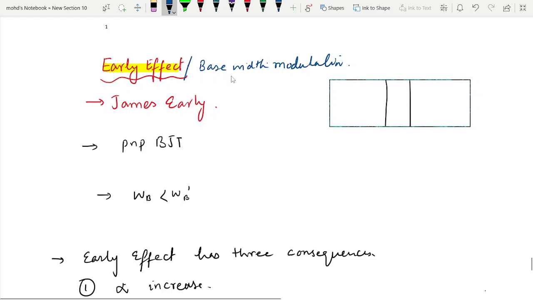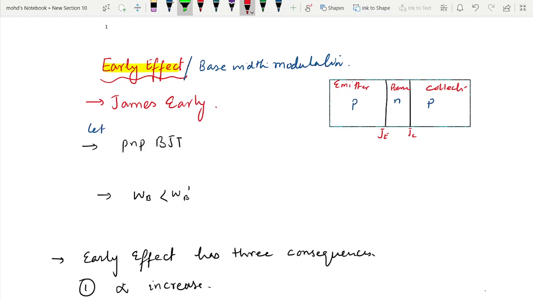Let's assume we have a PNP BJT. There is an emitter region, there is a base region, and there is a collector region. In a PNP BJT, this junction is called the emitter junction, and this junction is called the collector junction.